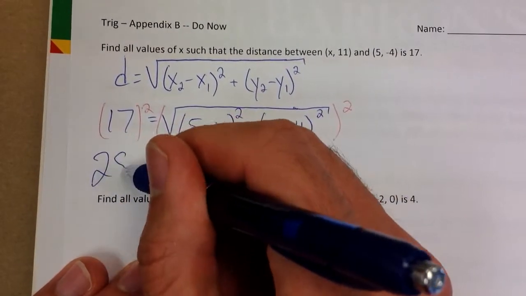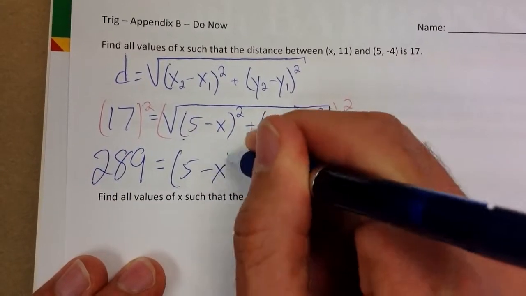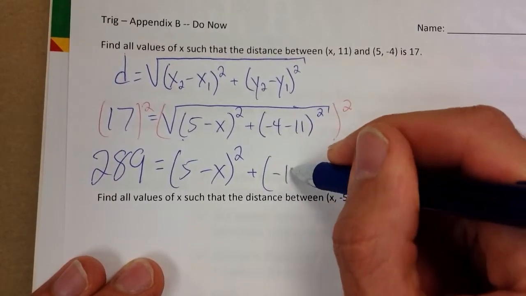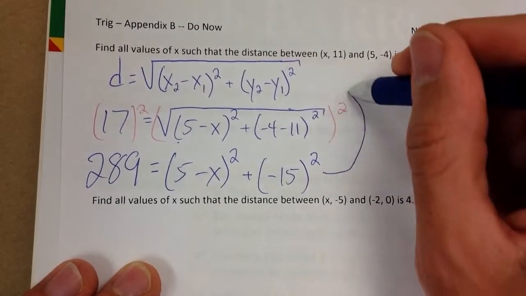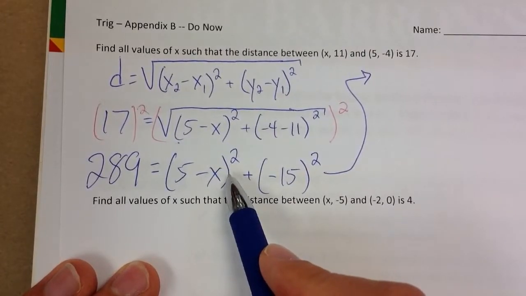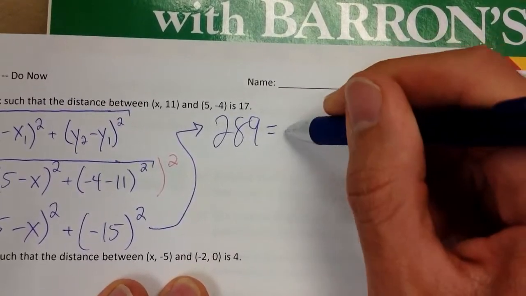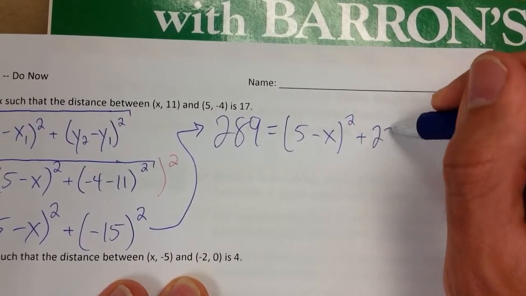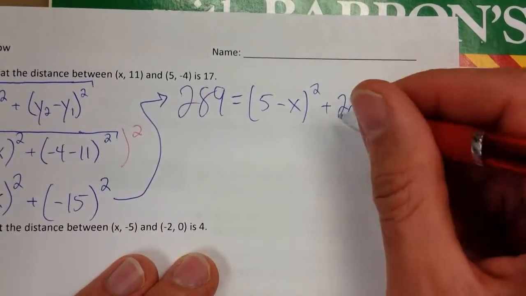17 squared, I saw in several people's papers, it's 289. The radical goes away. You're left with the quantity 5 minus x squared, and then -4 minus 11 is -15. That gets squared. Now I want to get this square by itself so I can square root it. So at this stage I'm at 289 equals the quantity 5 minus x squared plus 225, because that's -15 times itself. And then I could subtract 225.